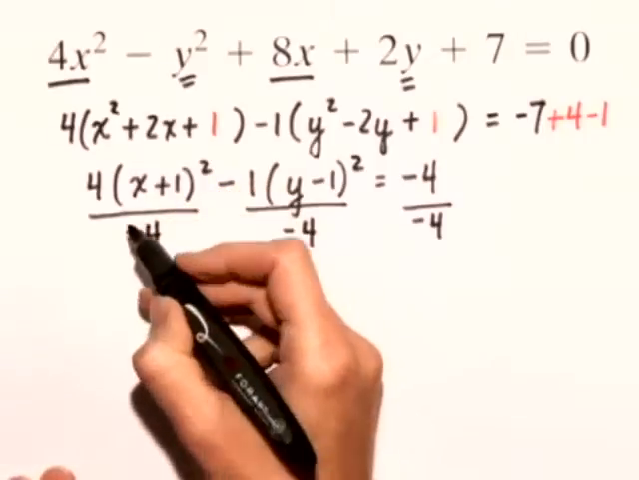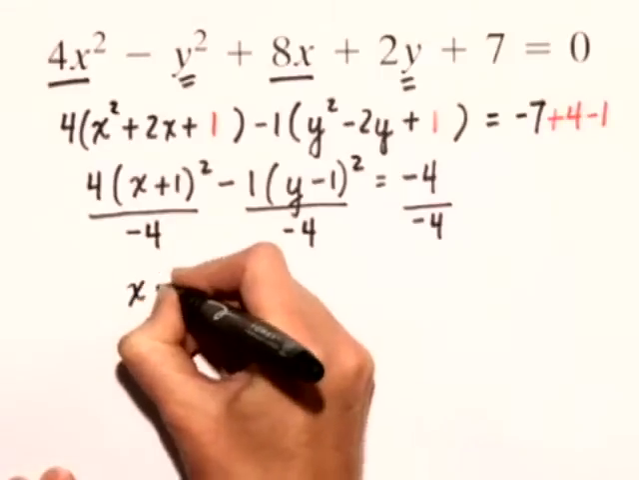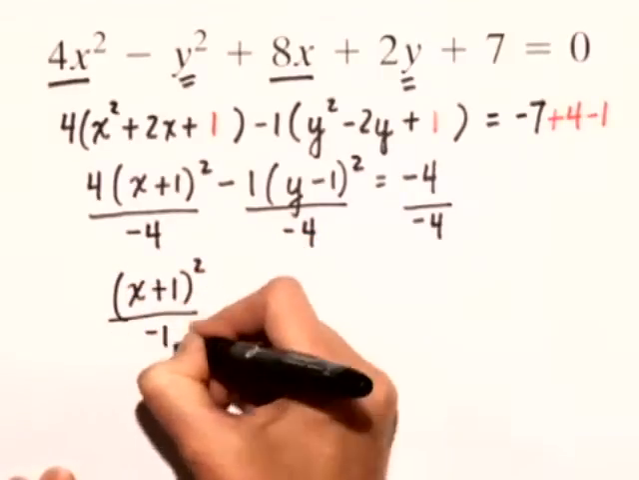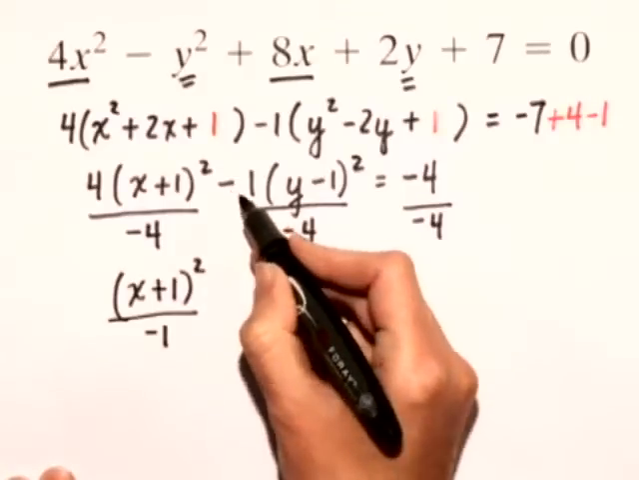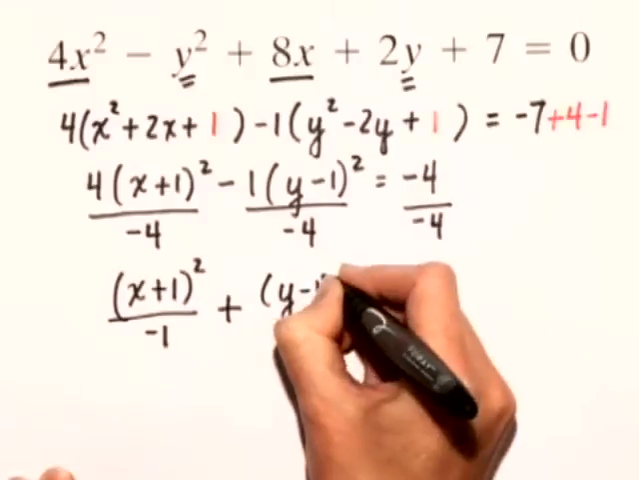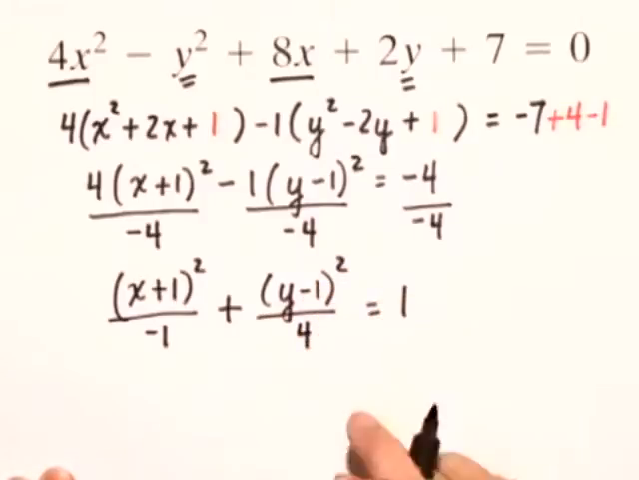When we do that, 4 divided by negative 4 gives us negative 1, so we have x plus 1 quantity squared divided by negative 1. The minus minus becomes plus. We have y minus 1 quantity squared over 4 is equal to 1.